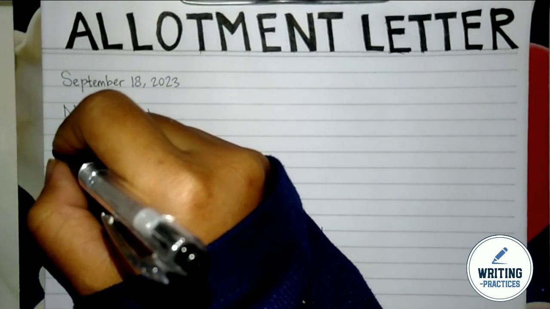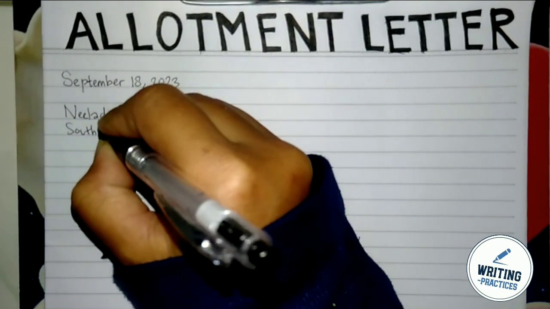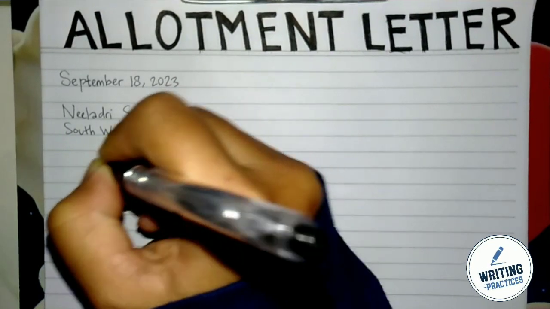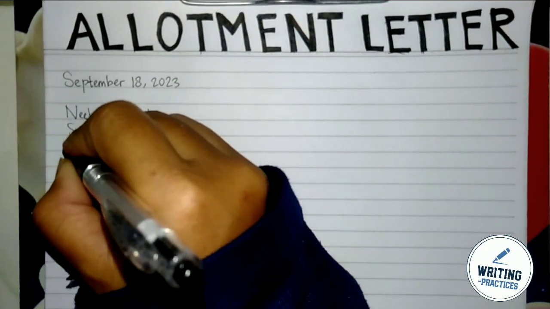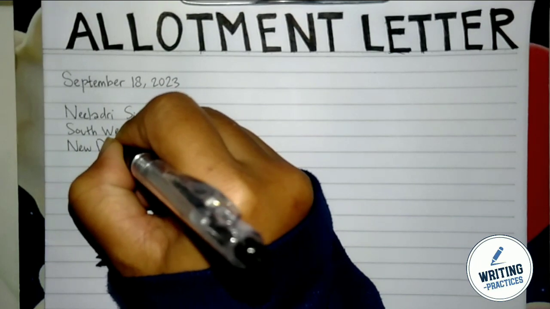Check this out. First of all, write the date of the letter. And write the recipient's information. Yes, you have to write the full name, and write the home address. Make sure you mention the number, street, city, state, and zip code.